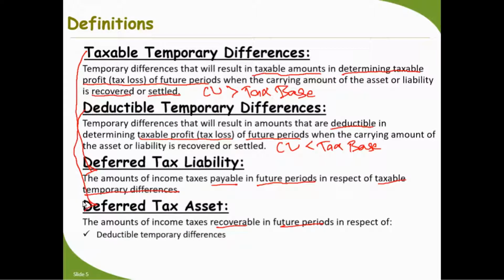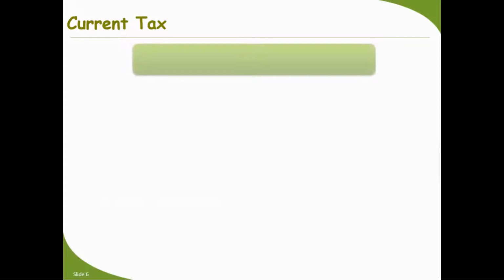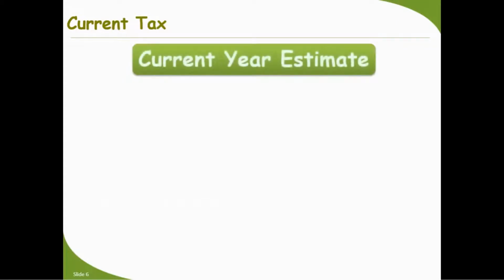Number two, carry forward of unused tax losses or carry forward of unused tax credits. So what is the difference between tax credits and tax losses? Tax losses are due to your results. You have taxable net losses. But tax credits are some concession which is given to you by the tax authorities. Now, our discussion is about current tax.